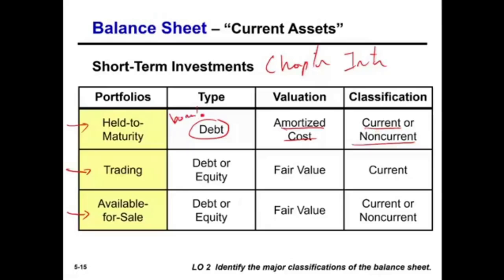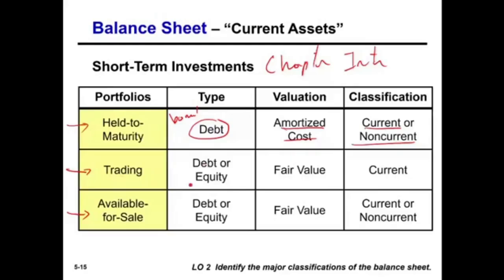So if you have money, you could invest some money in bonds, and that investment could be current or non-current. If it's going to mature within 12 months, then the bond is current. If it's going to mature in 5 years, it's non-current. Now you could also have investments in stocks and bonds.